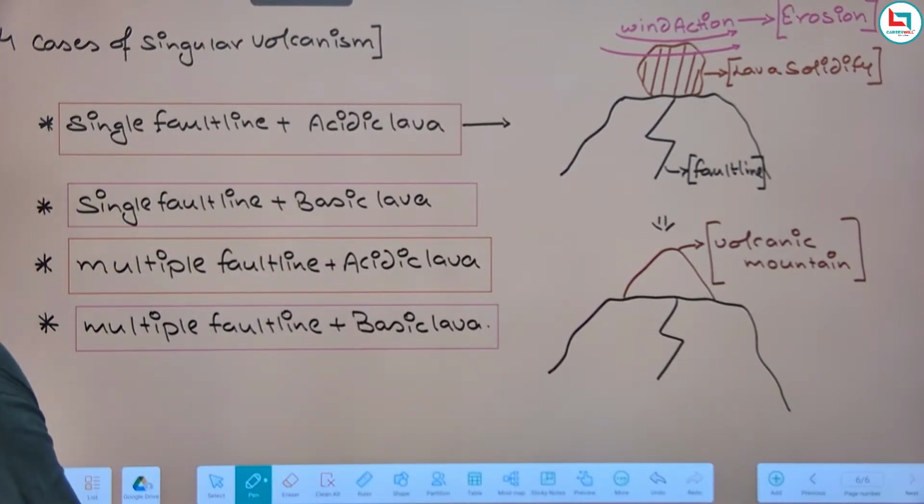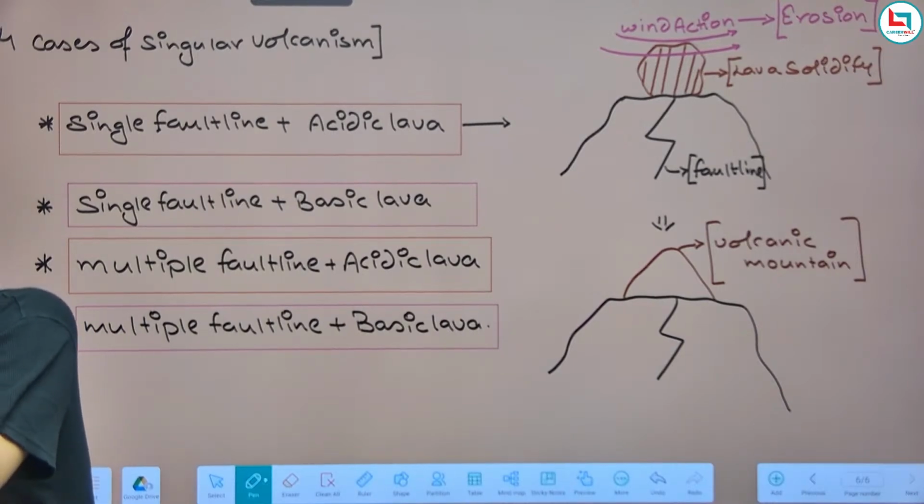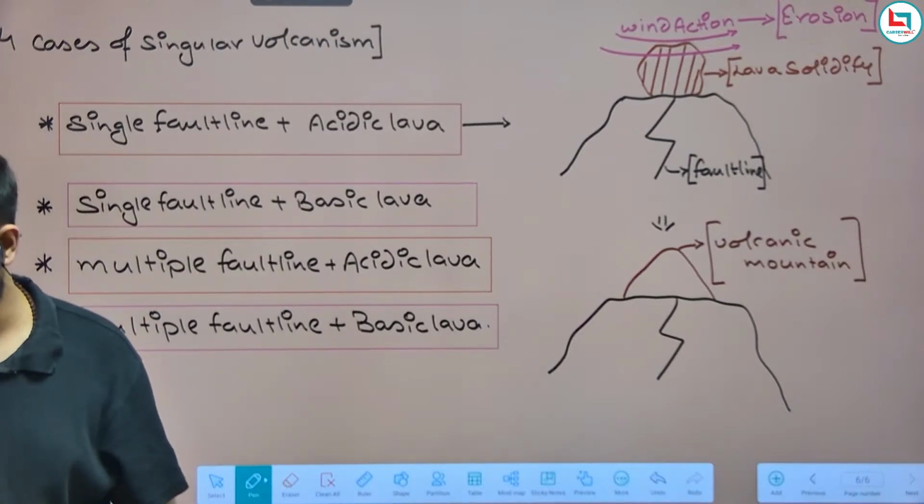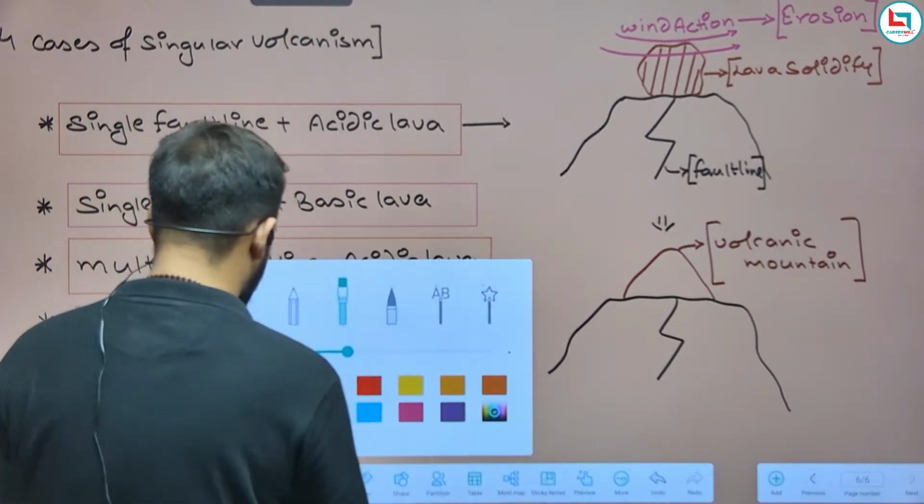Do let me know in the comment section, guys, please, everyone. Clear, guys? Now, volcanic mountains are formed when singular volcanism takes place through a single fault line and there is upsurge of acidic lava. Volcanic mountains can be present on both Sial and Sima. Volcanic mountains are seen more in Sima and less in Sial. Remember one thing, that volcanic mountains are formed when singular volcanism takes place. Write down this thing.